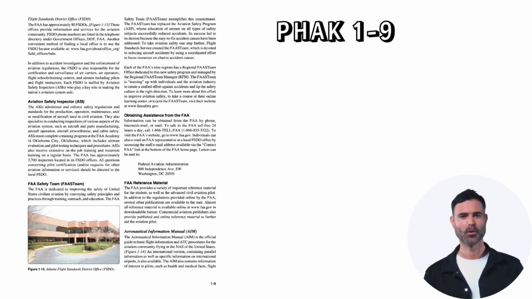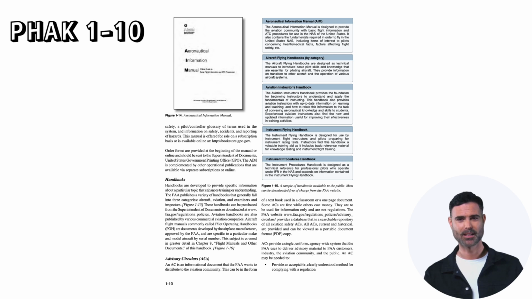Aeronautical Information Manual, AIM. The Aeronautical Information Manual, AIM, is the official guide to basic flight information and ATC procedures for the aviation community flying in the NAS of the United States. An international version containing parallel information as well as specific information on international airports is also available. The AIM also contains information of interest to pilots, such as health and medical facts, flight safety, a pilot/controller glossary of terms used in the system, and information on safety, accidents, and reporting of hazards.